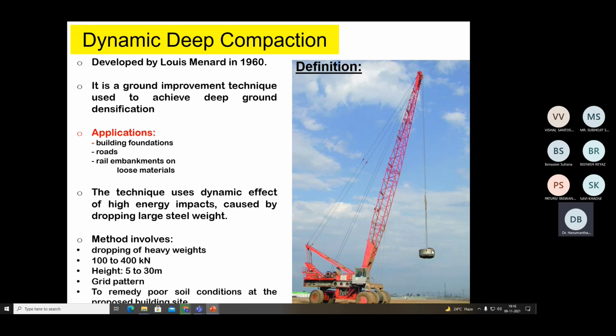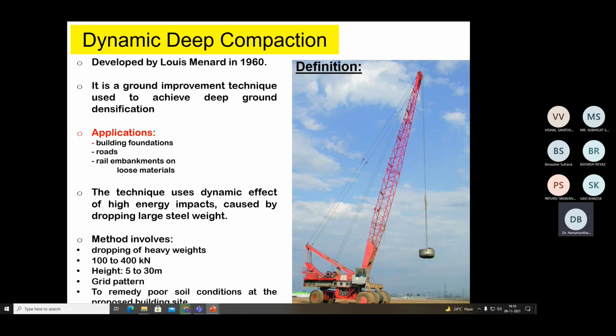So what would be the approximate weight of this heavy weight? 100 to 400 kilonewton, depending upon the degree of improvement that is required. Then the height of the free fall, that is 5 to 30 meter. Again, this depends upon the type of the soil, the depth of improvement required, and so on and so forth.